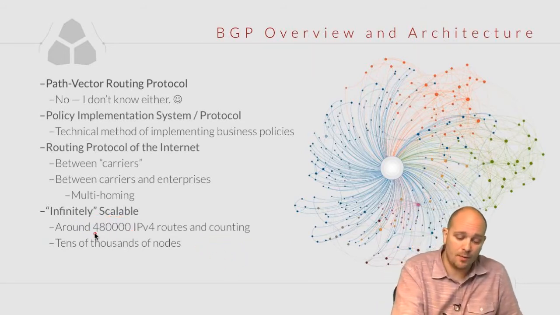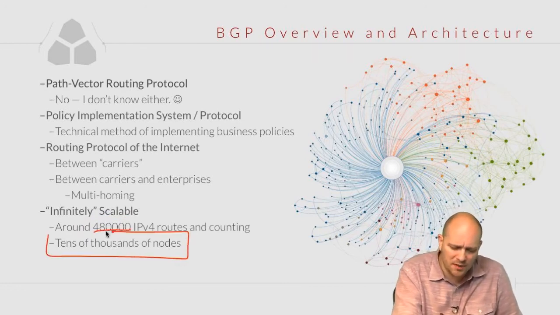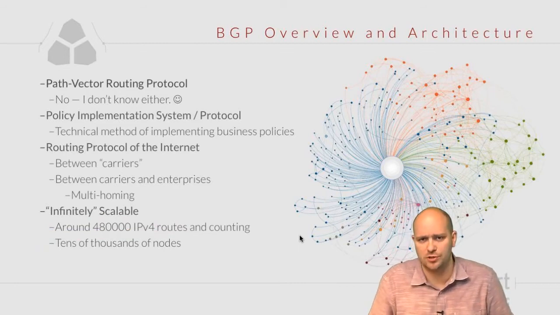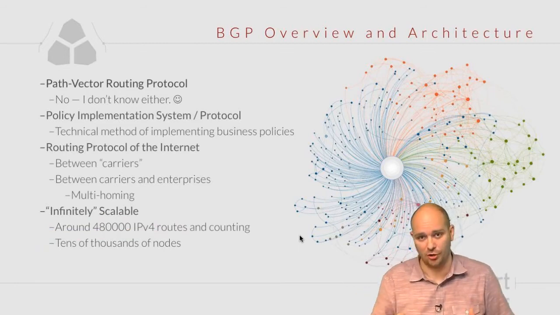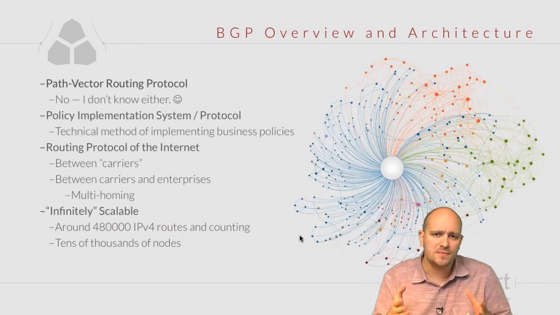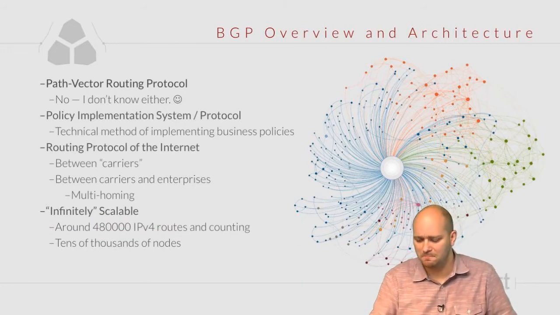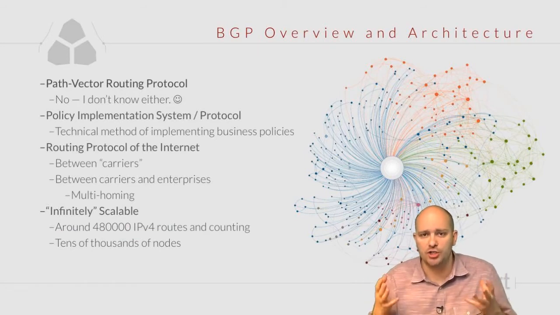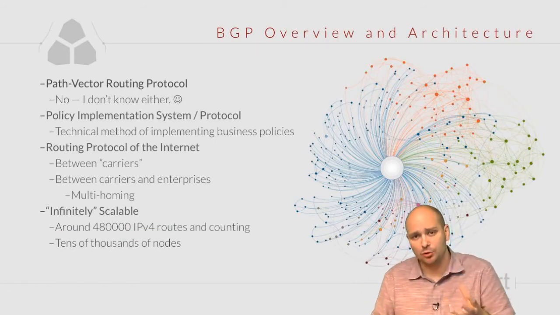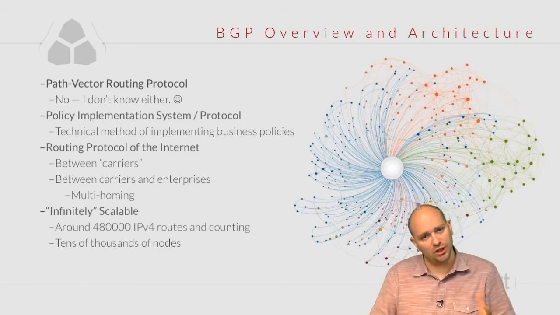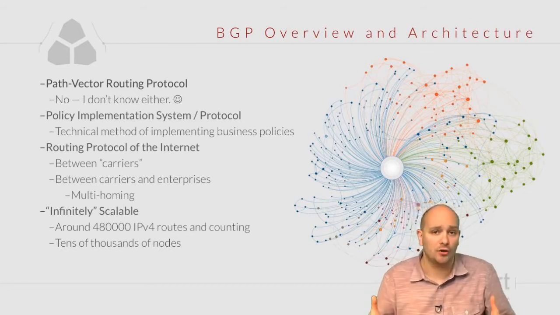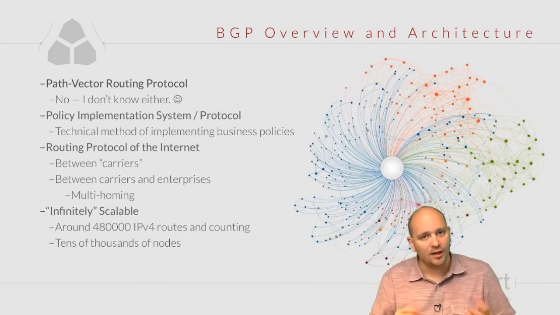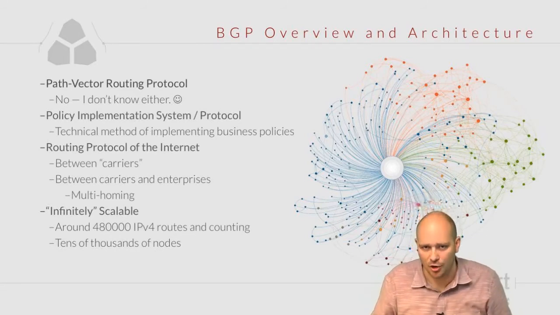And not only the number of routes, but the BGP routers in the world, they are counting tens of thousands of nodes, if not hundreds of thousands. So how does BGP manage this scalability? How does it grow to such large sizes? Well, it is able to do that because not all nodes are connected to all other nodes. So we don't have a full mesh of these BGP speakers. There is some resemblance of hierarchy involved.